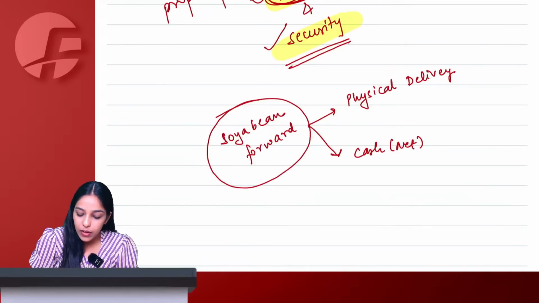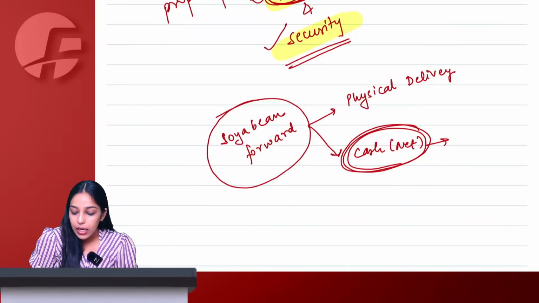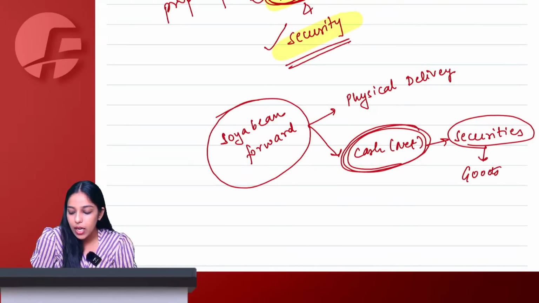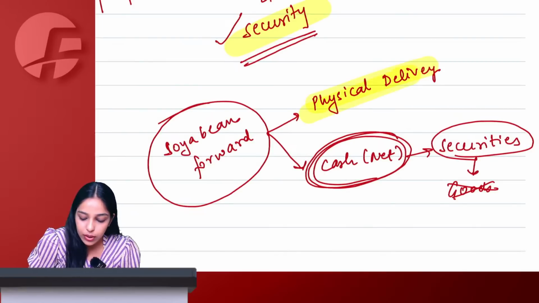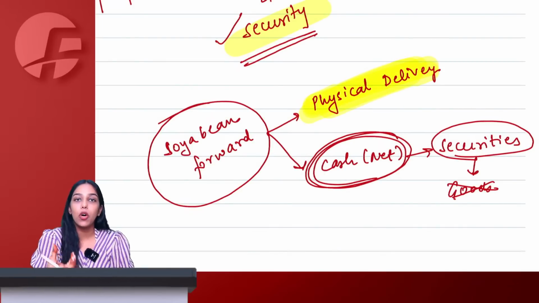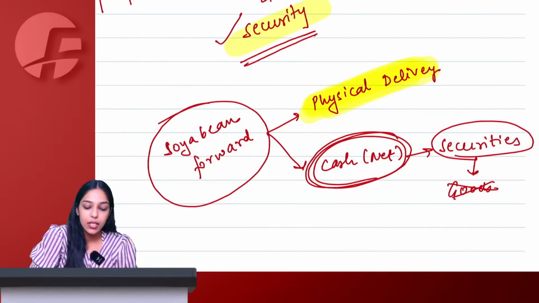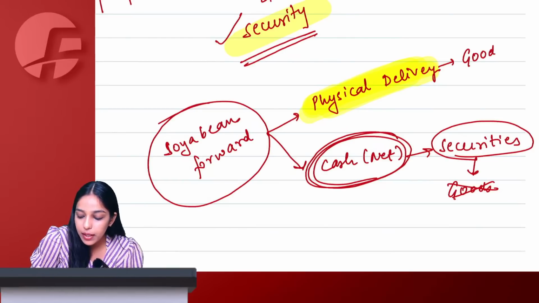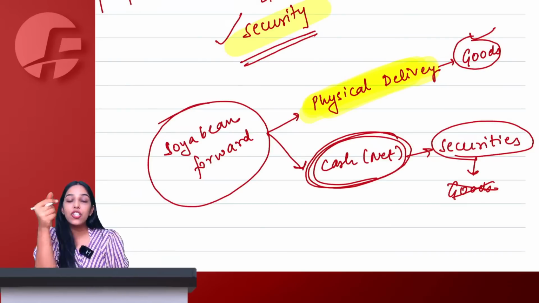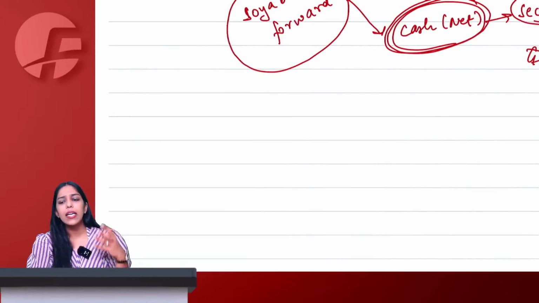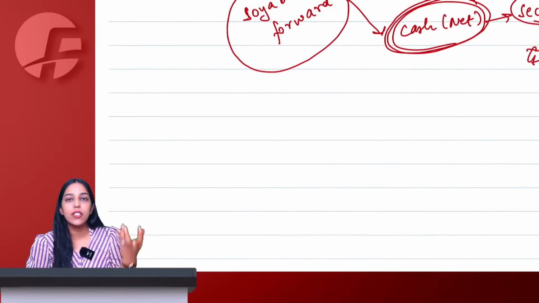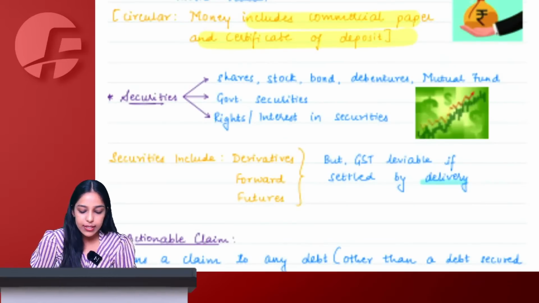If this is the case where you are cash settling or net settling, then these kinds of derivatives are considered as securities only, and securities are not goods, therefore no GST applicable. But in case you decide to take physical delivery of the underlying commodity on which you are doing forwards, futures, derivatives, then these will be considered as goods because you are actually dealing in those goods, and therefore GST becomes applicable. Otherwise, let us say you normally purchase any shares, stock, bonds, debentures, you would have noticed that you are never required to pay GST on the same.